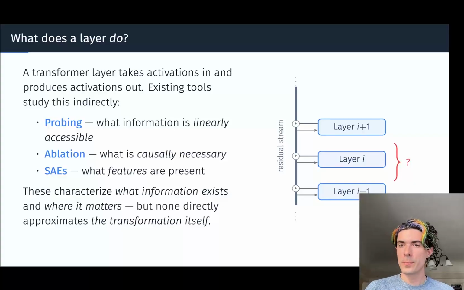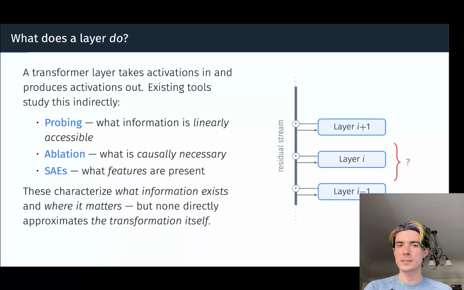So there's a couple of existing techniques for looking at this question, such as something called probing, which is where you would look at the information that each layer in the weights makes linearly accessible to you. You can do something called ablation, which is looking at what degrades when you change something in the model, and this can tell you something about what is necessary or load-bearing for the weights. And you can look at sparse autoencoders, SAEs, which will tell you for any given definition of what a feature is, a human interpretable feature, which of them are present in the residual stream after any given layer.